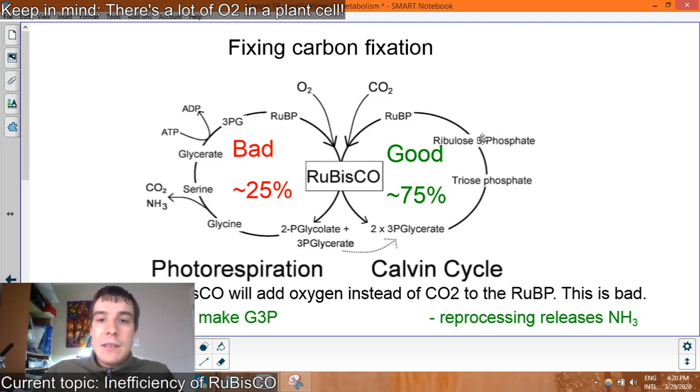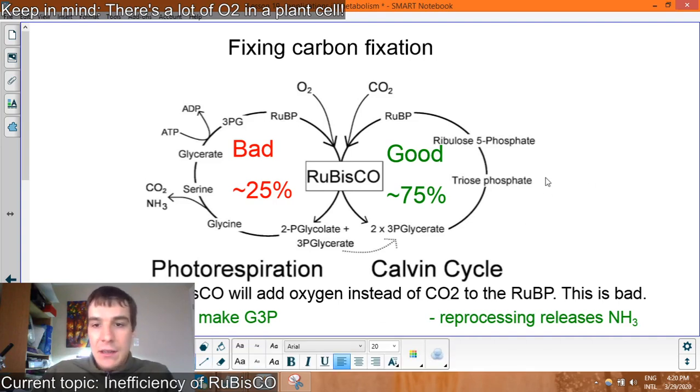And then that goes on to make the triose phosphate, the G3P that gets pulled out as sugar. So sugar comes off of this side. Let's actually add that in, right? Sugar, yay! We want that. We want sugar. We want that side of the cycle.